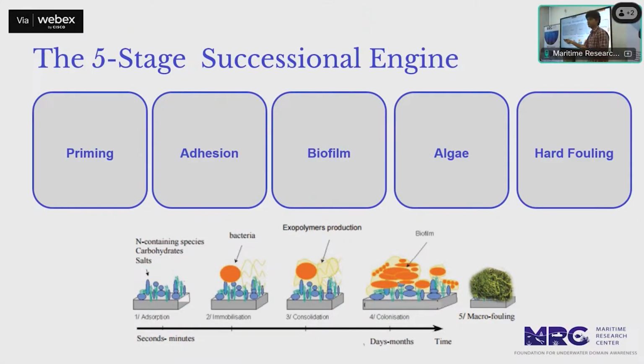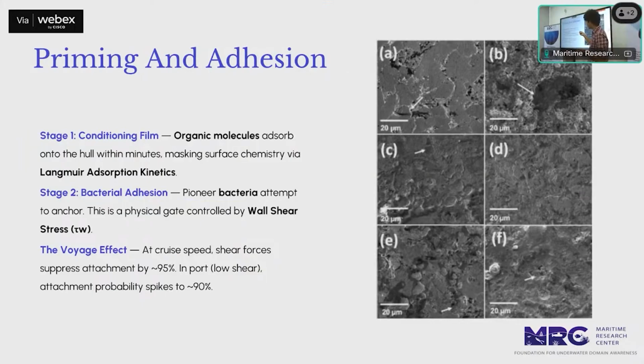As I explained, the 5 stages are based on chemistry and biological processes, but they use different ordinary differential equations that we are mapping using normal calculations. I'll explain them in depth here. The conditioning film: in that, organic molecules adsorb onto the hull. They use Langmuir adsorption kinetics, which is its own differential equation. So all of them have their differential equation, as you saw in this.